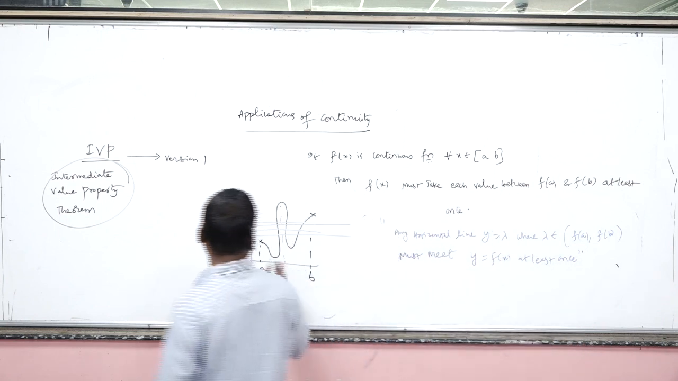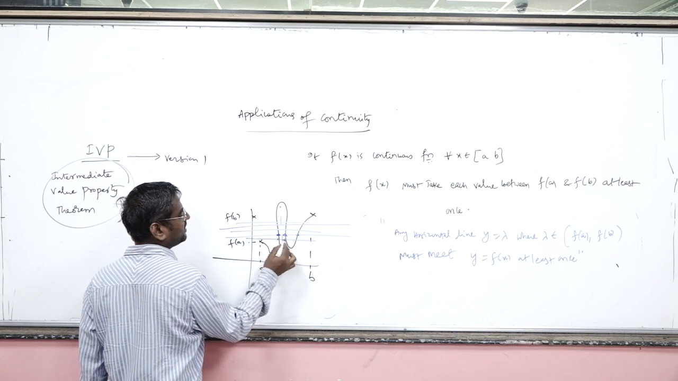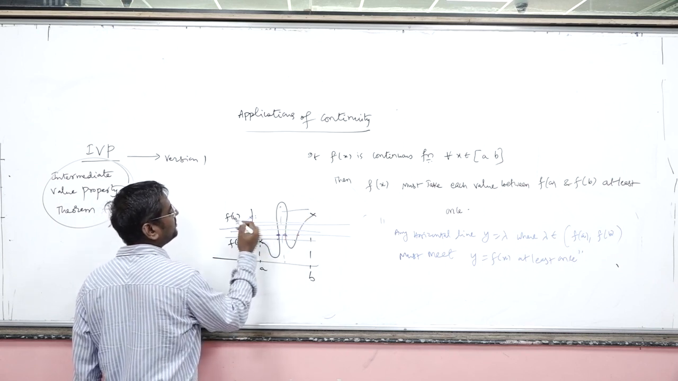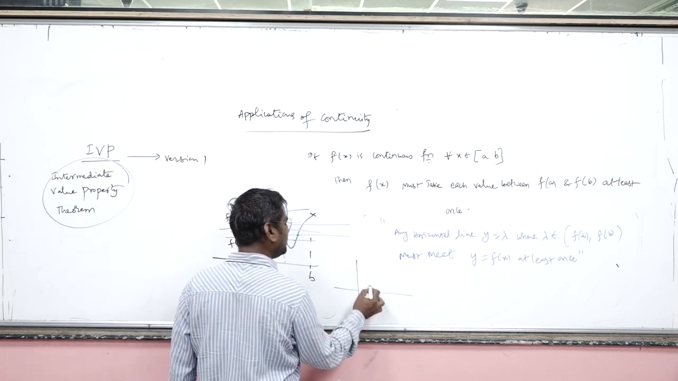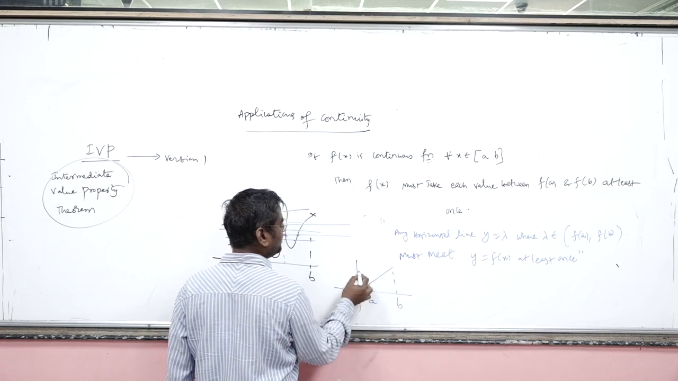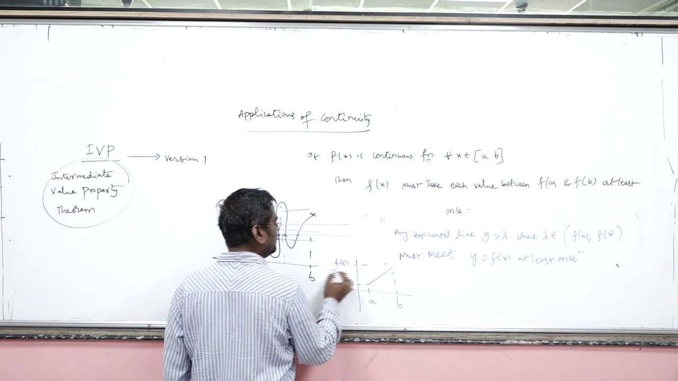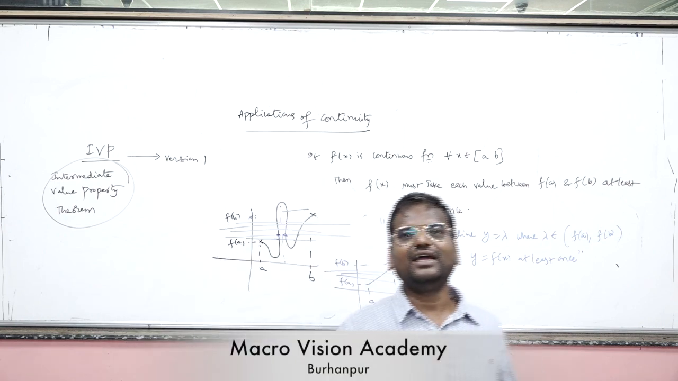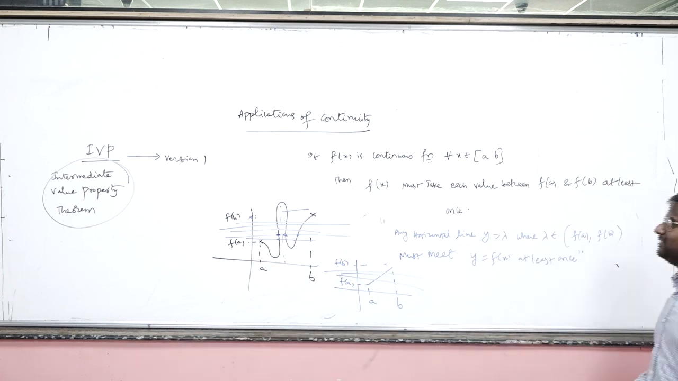So therefore you can see here it is meeting 3 times, here it is meeting again 3 times, maybe here. This is f of b. My graph is like this. You take any other function, a simple straight line between f of a and f of b. This is my f of a and this is my f of b. You draw any horizontal line. It must cut at least once. Otherwise it can't be continuous. So that is the first rule, Version 1.